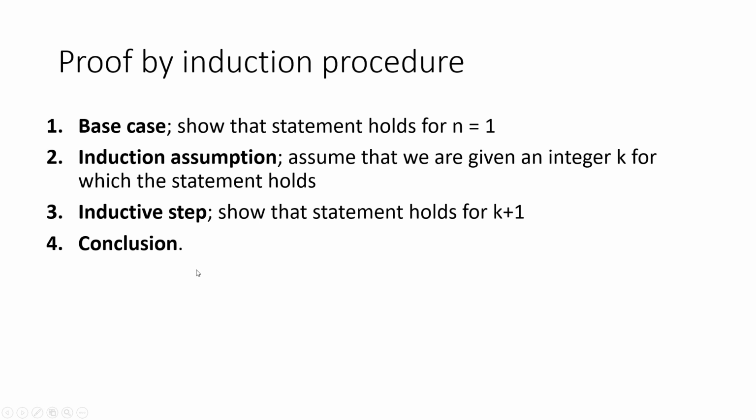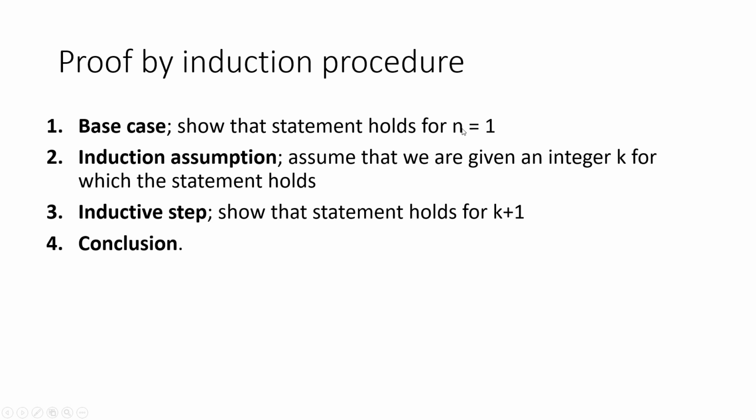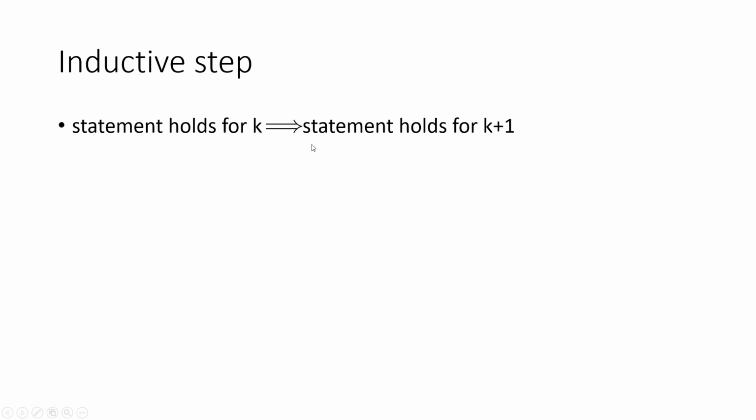So why does this proof work? Well, let's think about it. Let's go back to our logical notation. The statement holds for k, right? That's what we assume, that's what we have here. This is a reasonable assumption because we already have some number for which this statement holds, n equals 1. And we're assuming that we're given some integer k for which the statement holds. So there is at least one number which this k could be. It could be 1. It could be other numbers as well. But for now, we're only sure about 1, right?